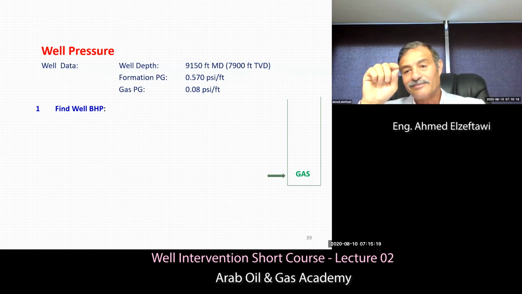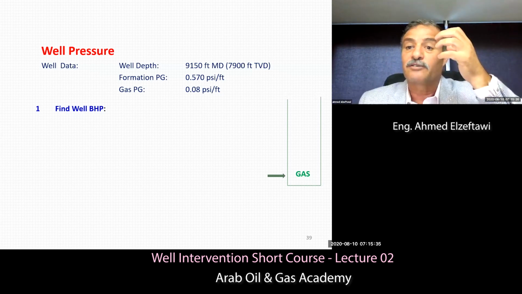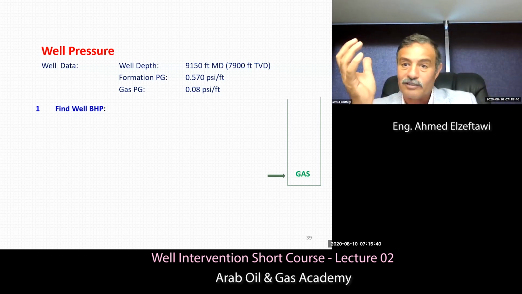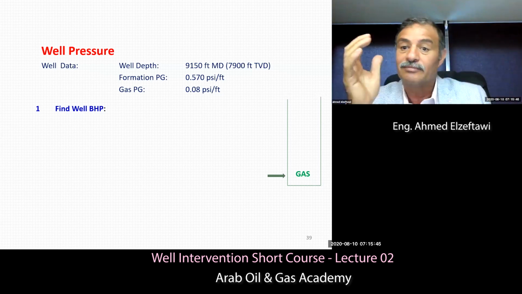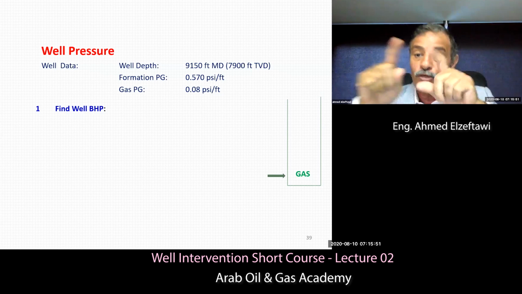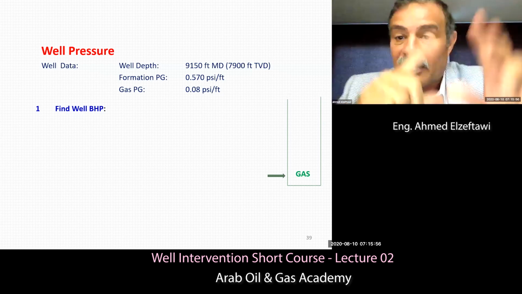When you go down, reach 7,900 feet, and now you have the pressure gauge in your hand. This pressure gauge in your hand, it will read which pressure? It will read the hydrostatic pressure created by this column of gas, or it will read the formation pressure that comes from the well, or it will read the sum of both, or it will read the subtract of both.